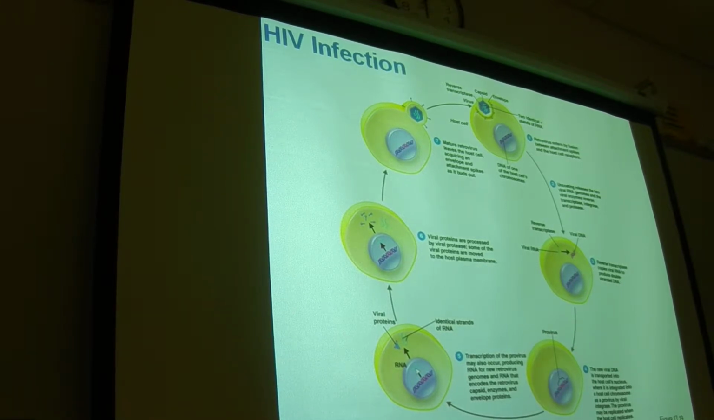That DNA then gets transcribed into mRNA and gets translated into protein, just like the DNA of the normal host cell, except it's making viral proteins. Those viral proteins then can come together to form a new virus. And this is the cycle of the infection.